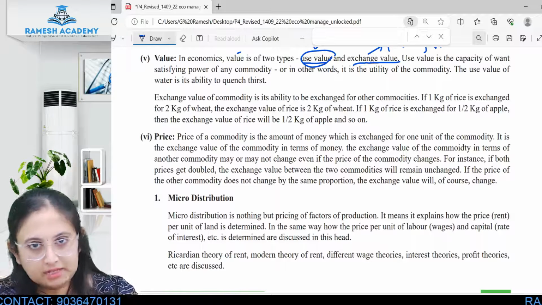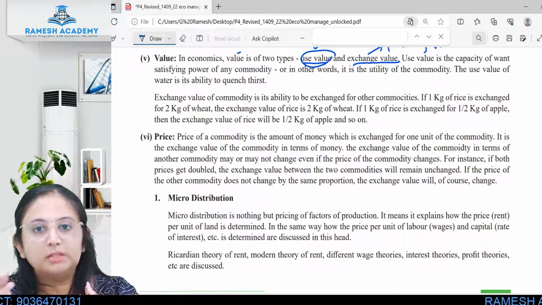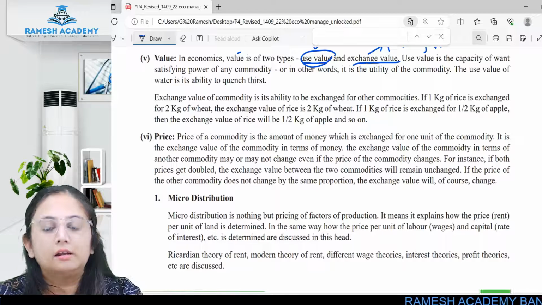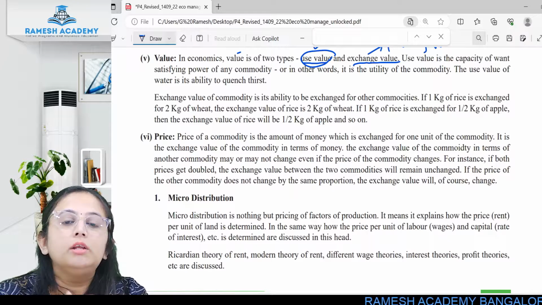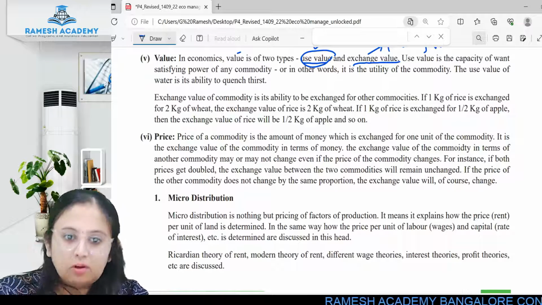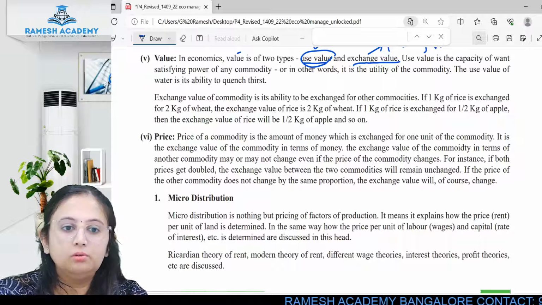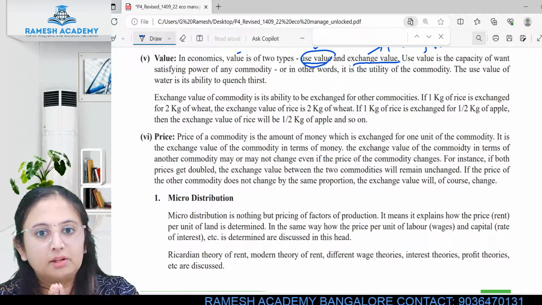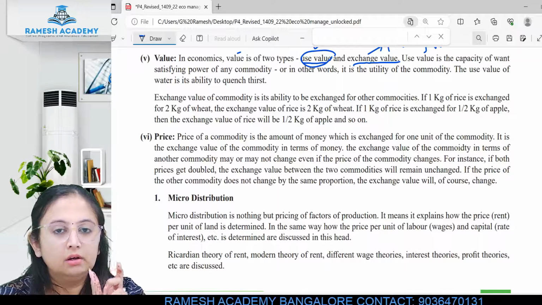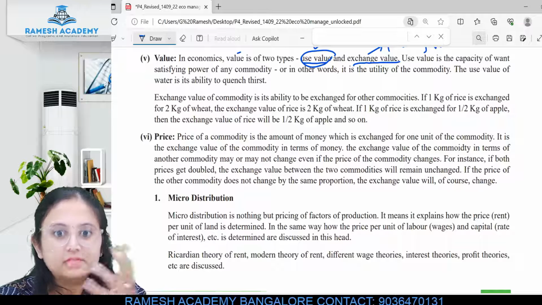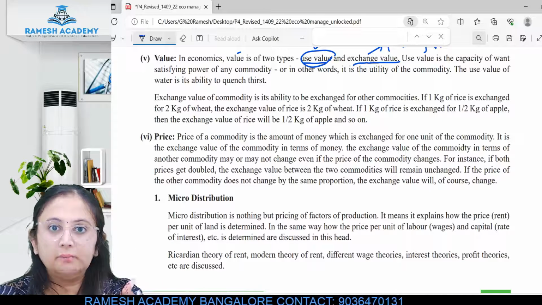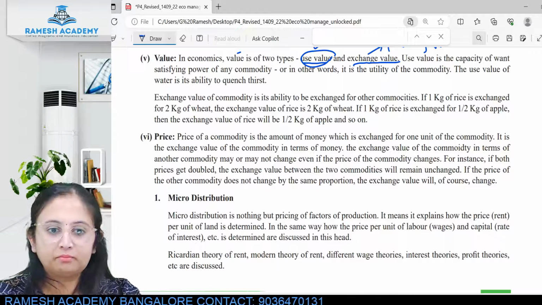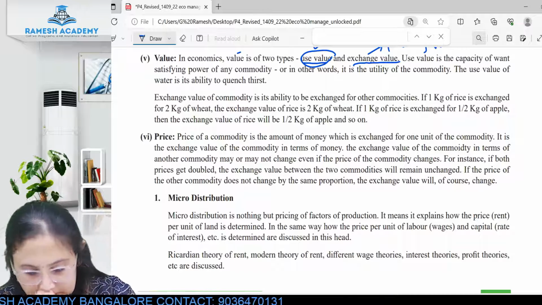That means if I sell a pen, the exchange value is 10 rupees, by giving this pen I will get 10 rupees. But if I sell a car, I will get 2 lakh rupees. That means the exchange value is more. In economics, we are mainly considering exchange value, because that is how we can calculate the value of a product, by telling that if you sell this product, this is the amount you are getting. So that is important in economics, exchange value.